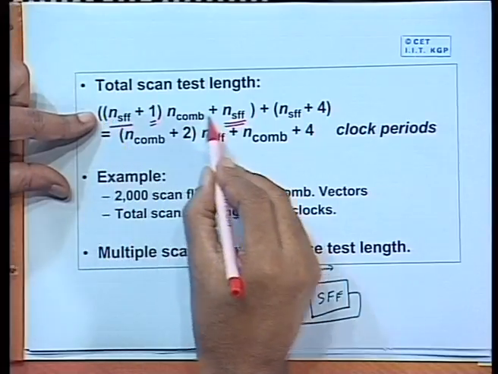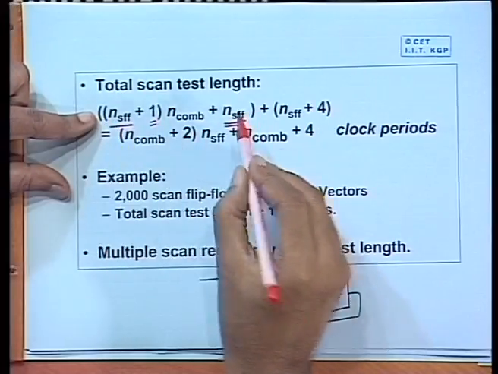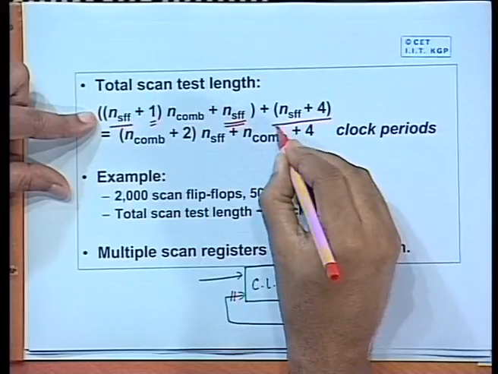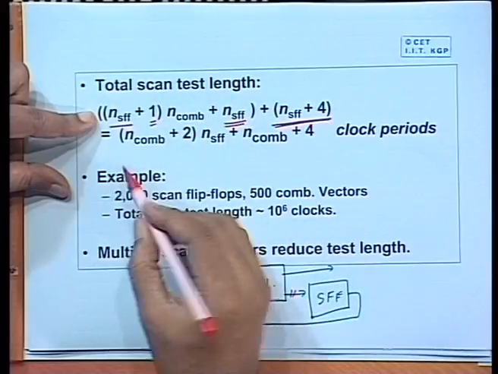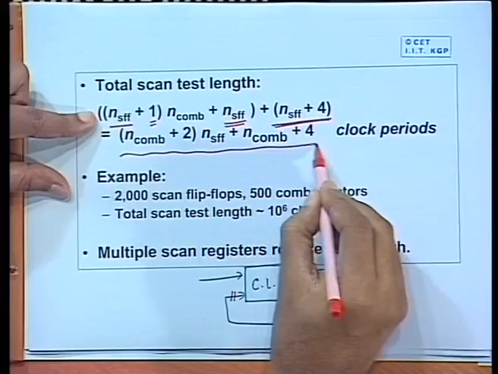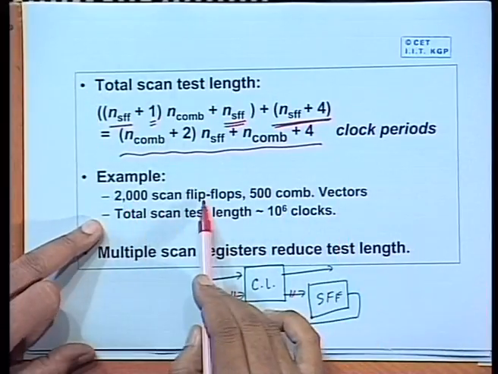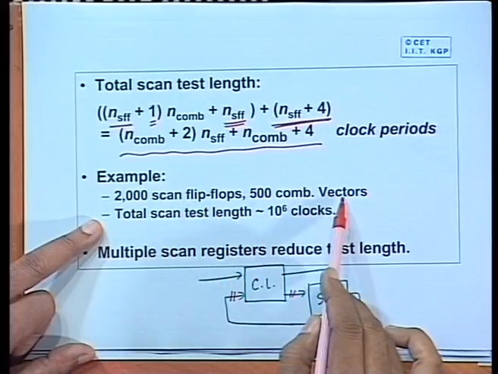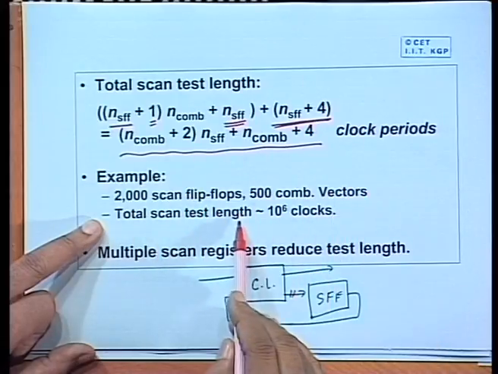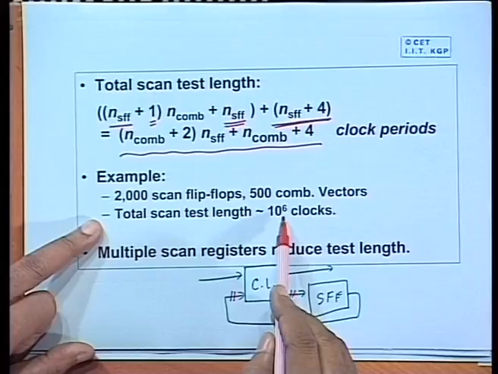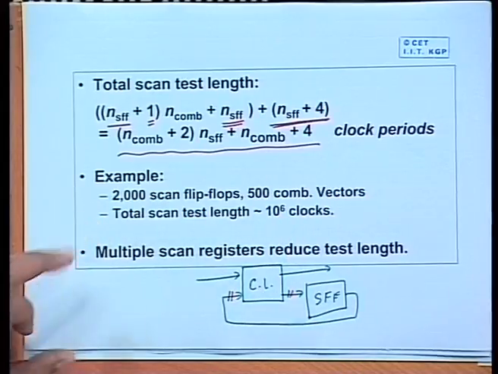So, this is the total number of clock cycles you need to test the combinational logic, and this I have mentioned for the shift register. So, if you simplify this, it comes to an expression like this. Just as an example, if we have 2000 such flip flops and 500 combinational vectors, then the total scan test length becomes of the order of 10 to the power 6 clocks.